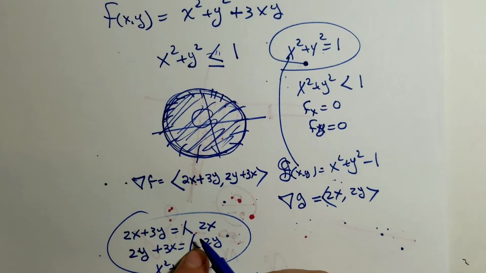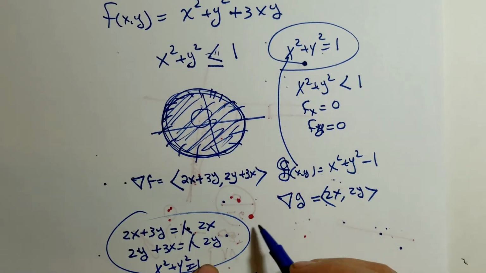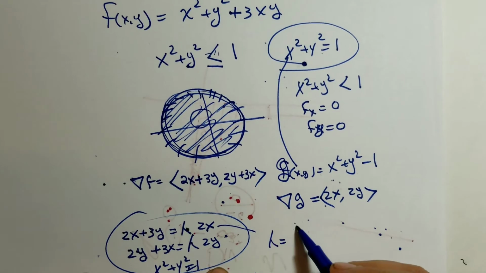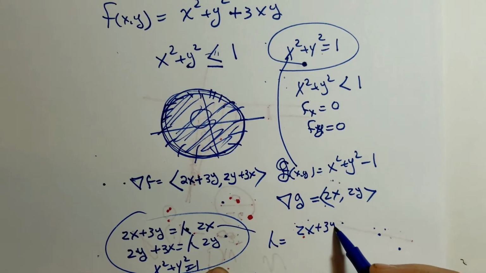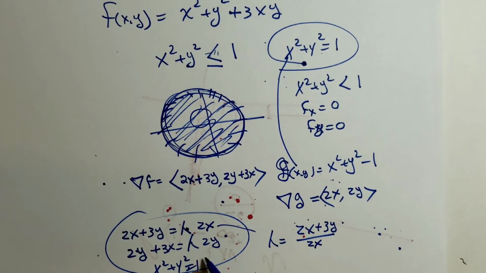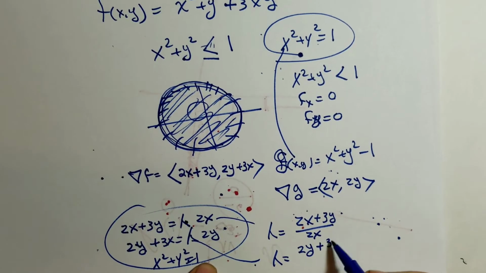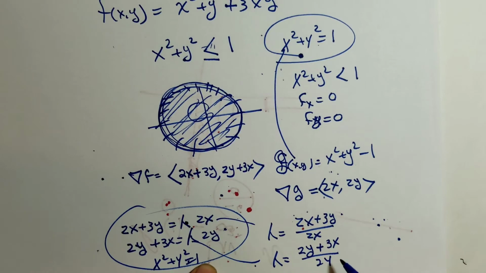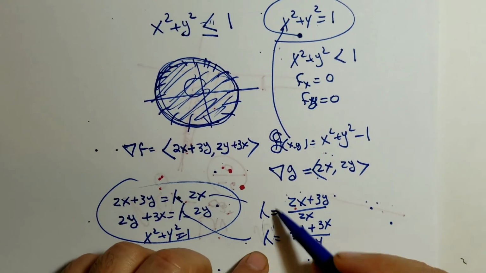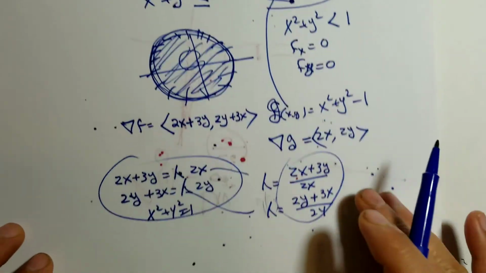Let me go back in here because I have only lambda here and the rest, x and y, are mixed. Let me solve for lambda here and say my lambda is 2x plus 3y over 2x. And let me solve for lambda here and say 2y plus 3x over 2y. Therefore, when you have two quantities equal to the same amount, these two quantities must become equal to each other.